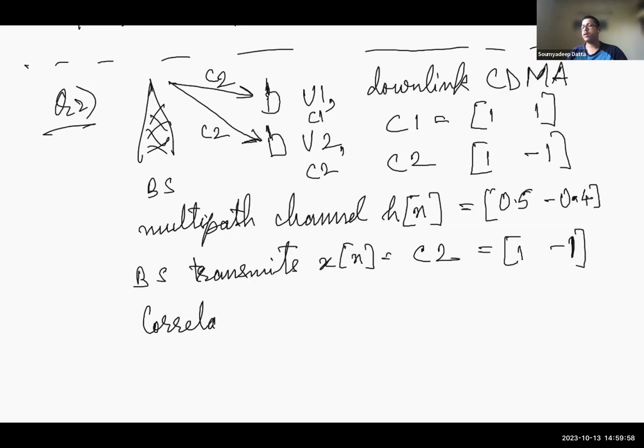For all users, your power control is such that you have adjusted it so that the channel gain is the same for all users. That is perfect power control. Now you are asked, what is the SINR of the system, the signal to interference plus noise ratio? This is again a very formula-based question. I can derive the formula if you want, but that derivation is already there in the lecture. I can try and give an intuitive idea if you need.